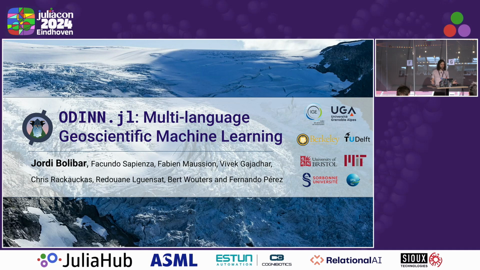I think mostly ODINN, which is a project, a library, a large-scale glacier model that we've been developing the last 3 years. It's pretty much work in progress compared to very solid results I've seen so far. And I will mostly be focusing on two aspects of the use of Julia. First of all, multi-language interoperability, and also how to leverage the SciML ecosystem for geoscientific modeling.